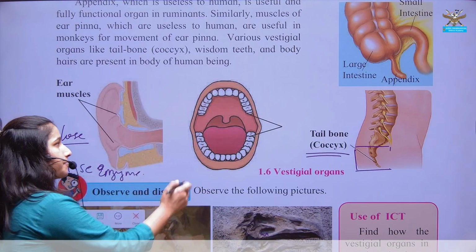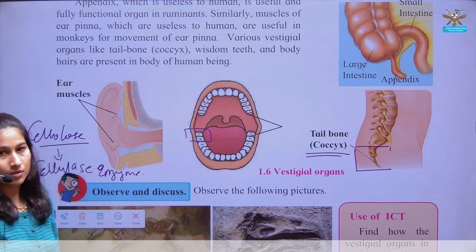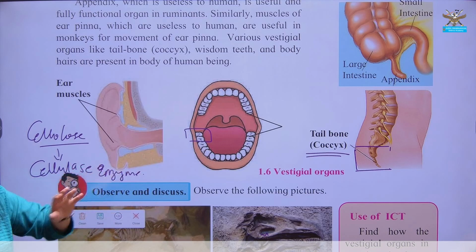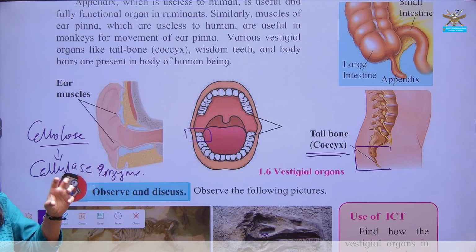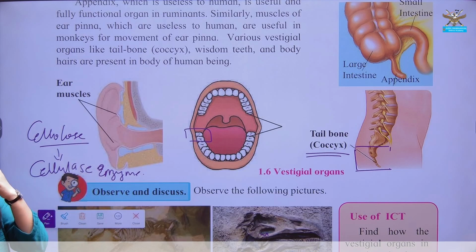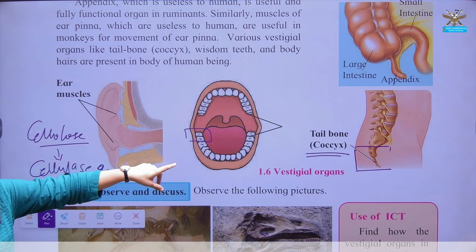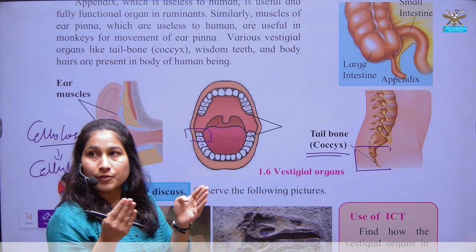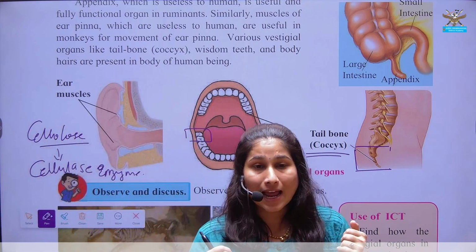in us. Wisdom teeth were for chewing hard substances, but today as we eat cooked food, we don't need so much chewing activity. Same with the ear muscle. Do we flip our ear pinna like animals?